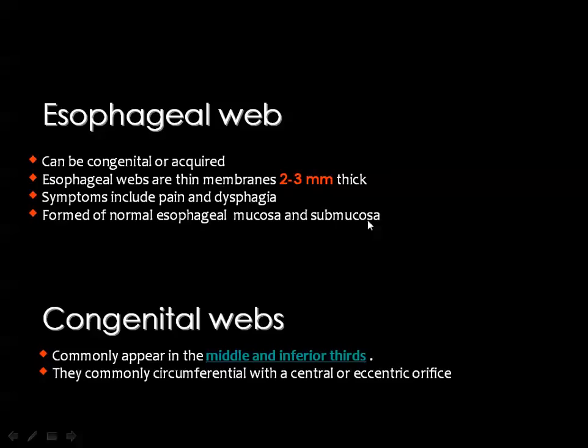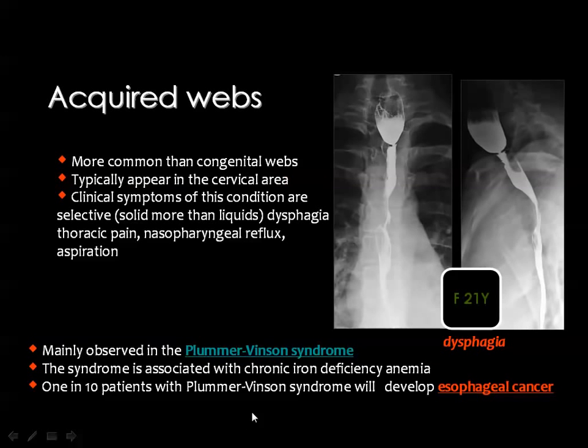We start with the esophageal webs, and these webs can be congenital and can be acquired. They are in the form of thin membranes that may range in thickness about 2 to 3 millimeters, and they usually result in pain and sometimes dysphagia. Then congenital webs are usually located in the middle and inferior third of the esophagus, while the acquired webs are usually located in the upper part of the esophagus.